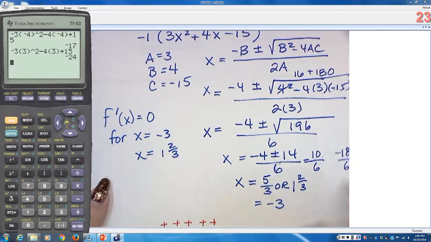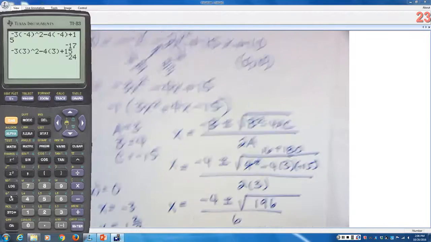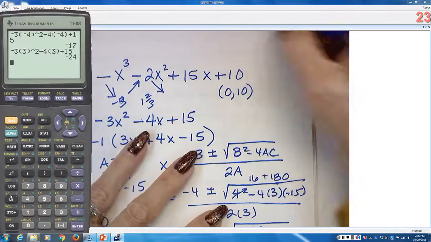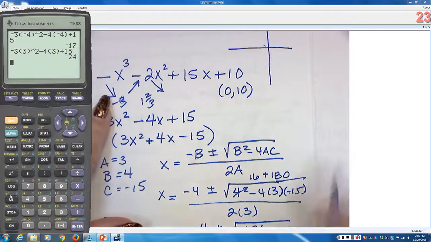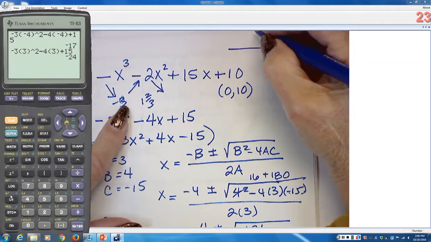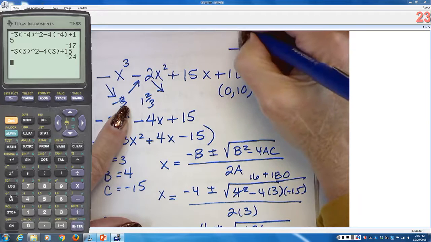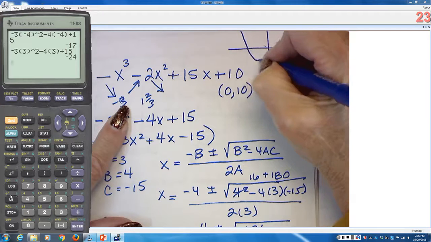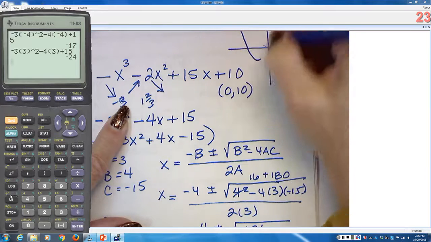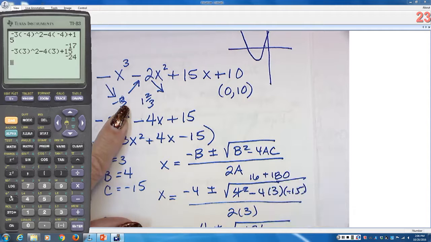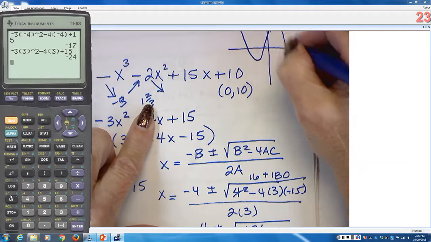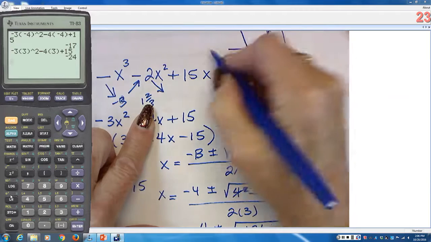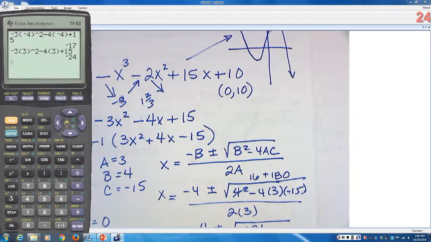Let's see, a convenient place to do that. Doesn't matter if it's a very big graph. So it's going to go down until it gets to -3. It's going to change. It's going to have a y-intercept at 10, and it's going to go up until it gets just barely past the x-axis at 1 2/3, and it's going to go down again. So there's what that graph's going to look like.